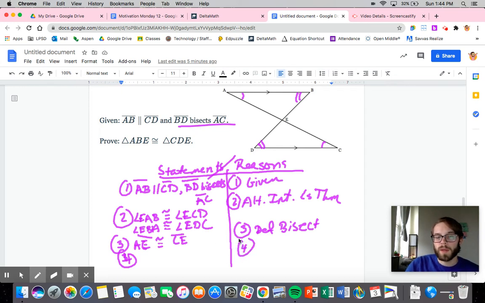Now, what are we doing here? Well, we now have this side and that side. So we have a side, an angle, and an angle. So we do have angle, angle, side.